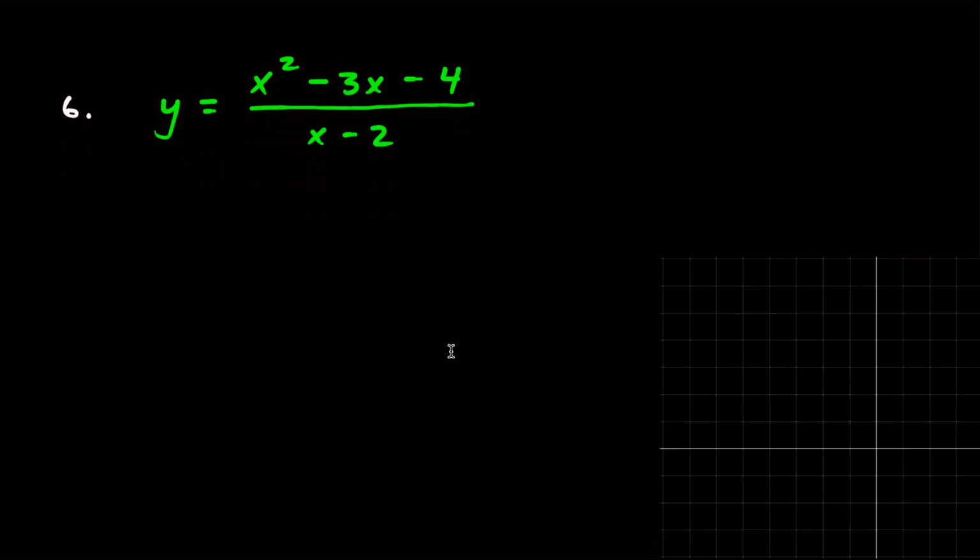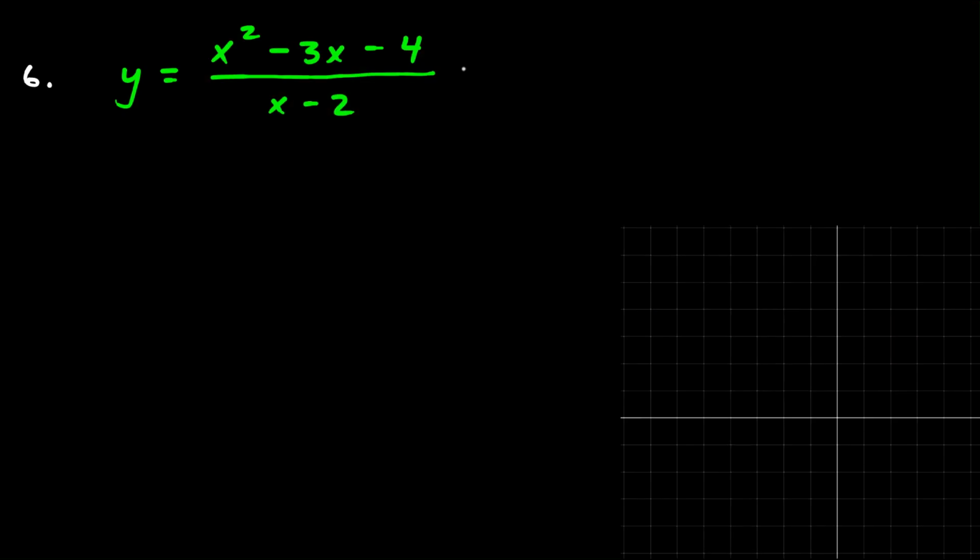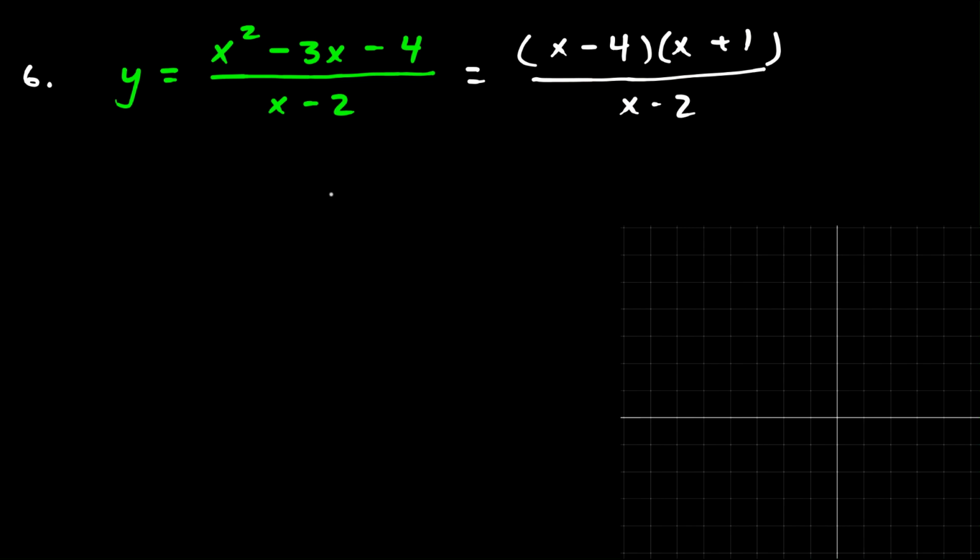Example 6. We're going to do a few things with this one. And the first thing we're going to do is factor, like we always do. So on the top, it's quite simple. It's what multiplies to -4 that adds to -3. So we'll have -4 and +1. And our denominator is left at x minus 2.